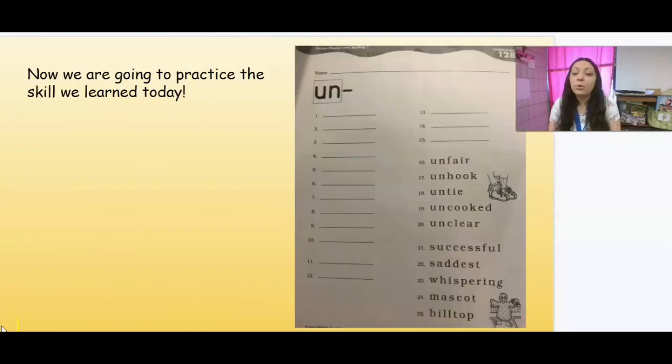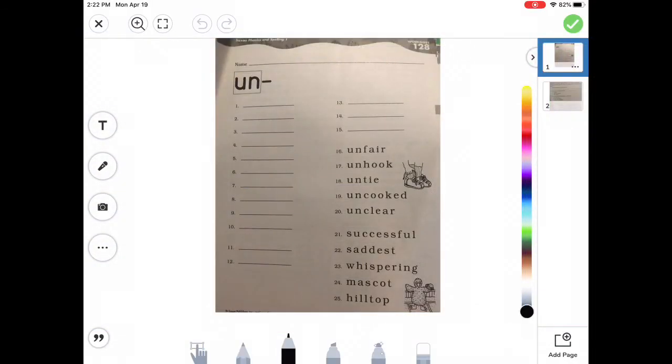Okay. Now we're going to practice with that prefix, which is new, remember, un, on our activity sheet. So we are going to go ahead and talk about that prefix. We learned about a prefix today, and so it's just like a suffix, but at the beginning of the word. So prefix un.